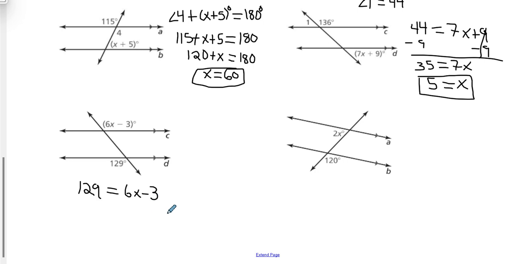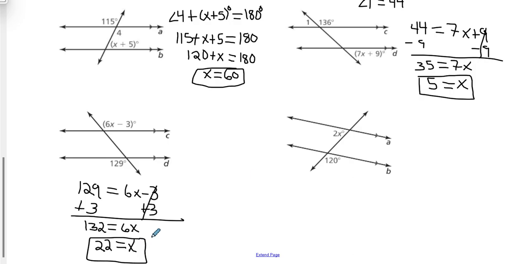Then I'm going to add 3 to both sides. And that takes me to 132 equals 6x. And you would divide by 6 on both sides, leaving you with 22 equals x. Box your answer.